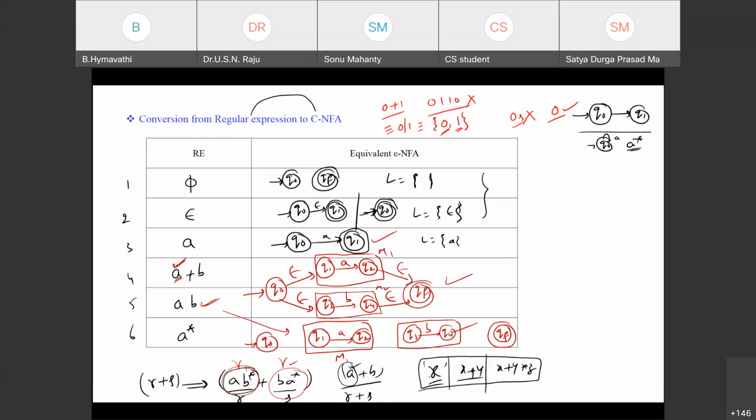Q0 to Q1. How can I go from Q0 to Q1? Epsilon. Then Q2 to Q3, another epsilon. One more epsilon, then Q4 to QF. One more epsilon. Now you tell me, what is the language accepted by this model?